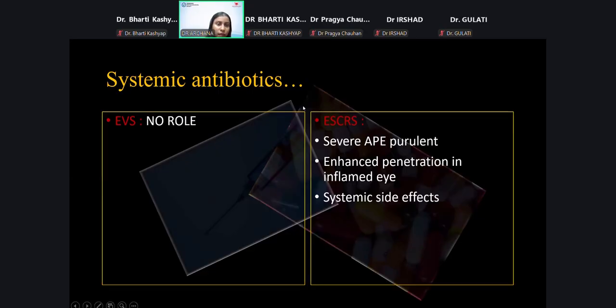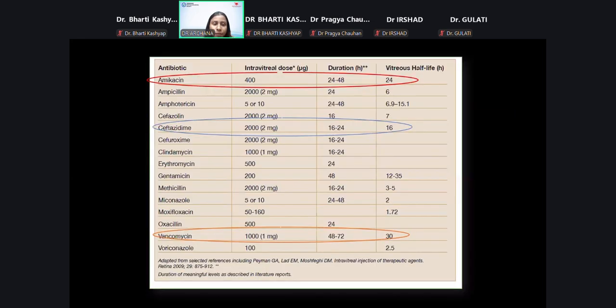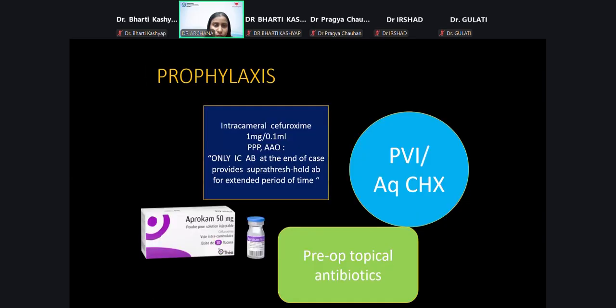And now IV antibiotics. EVS said that there is no role, but ESCRS said that if there is severe acute purulent post-op endophthalmitis, we should give, and the intravenous antibiotic we are giving should be the same as the intravitreal antibiotic, so that they complement each other. Okay, and these are the antibiotics that are usually used.